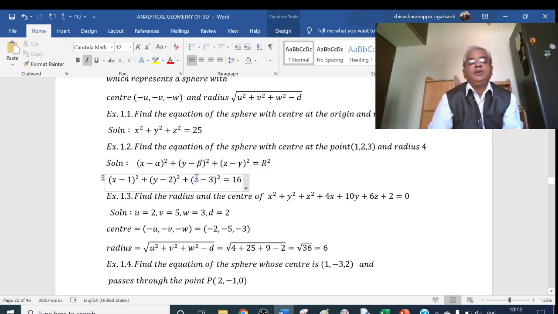You can expand this one or you can keep this as it is. This is the required equation of the sphere whose center is at the point (1, 2, 3) and radius is equal to 4.